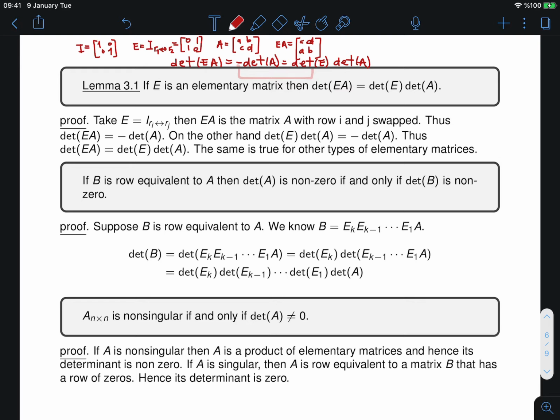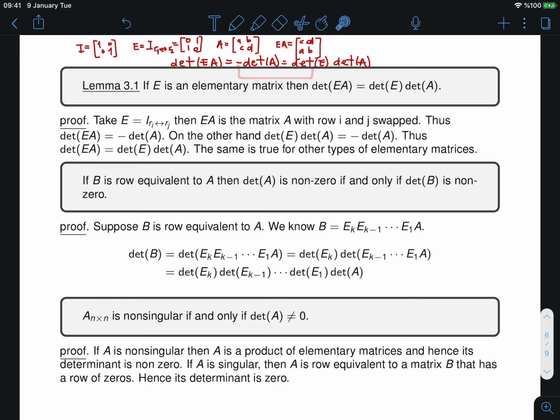Okay, so now let's look at the second result here, which says that if B is a matrix which is row equivalent to A, then determinant A is non-zero if and only if determinant B is non-zero. So what does it mean? It means that if two matrices are row equivalent, like A and B, then either both have zero determinant or both have non-zero determinant. Okay, so it's not possible for one of them to have zero determinant and the other one to have non-zero determinant. Okay, how do we prove this?